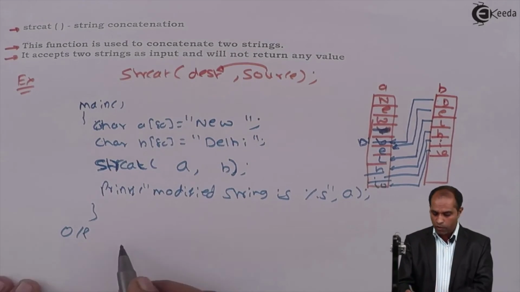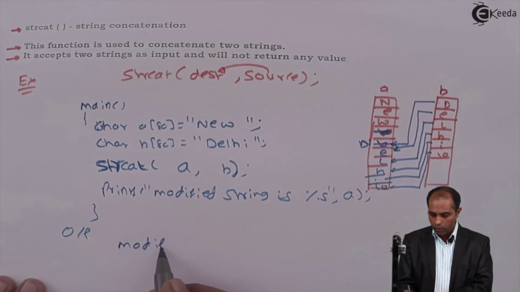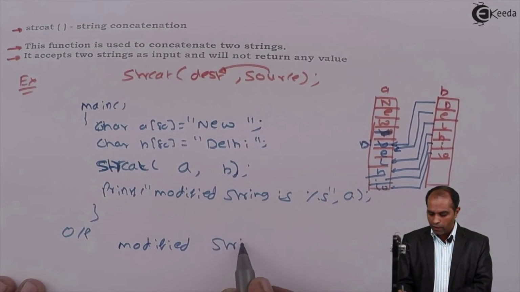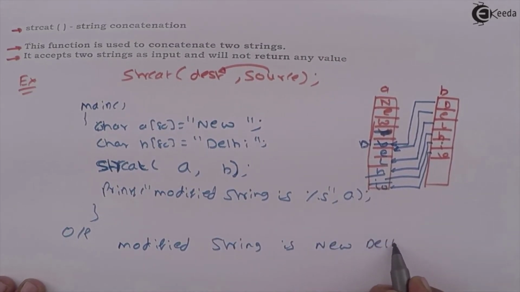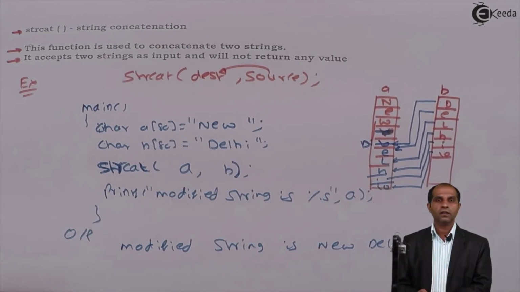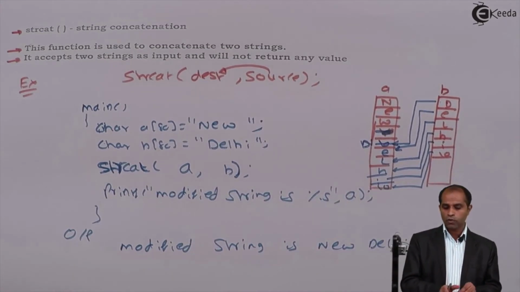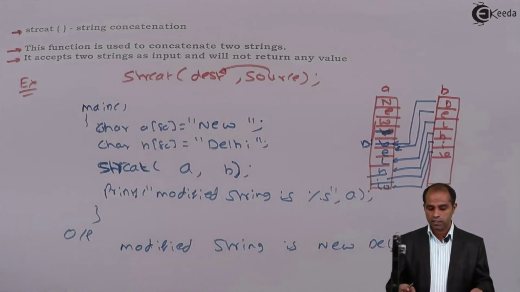So if I guess the output, it is: modified string is new space DELHI. Clear? Right. Now that is about the third library function strcat.